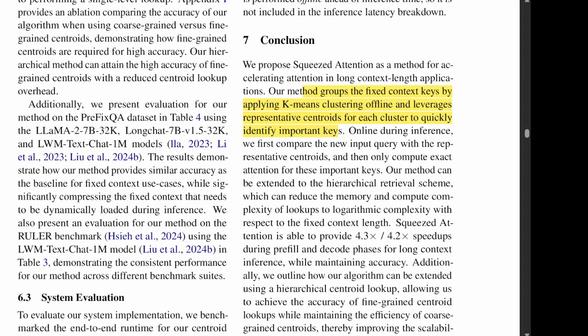And the hierarchical lookup contributed to speed too. Yes, they showed the hierarchical lookup itself sped up the centroid search part by up to 1.4x for a very long 512K context length compared to a flat lookup. So both the algorithm design and the careful implementation contribute to the overall win. It makes long context inference much faster and cheaper. That really does sound like a significant step forward.